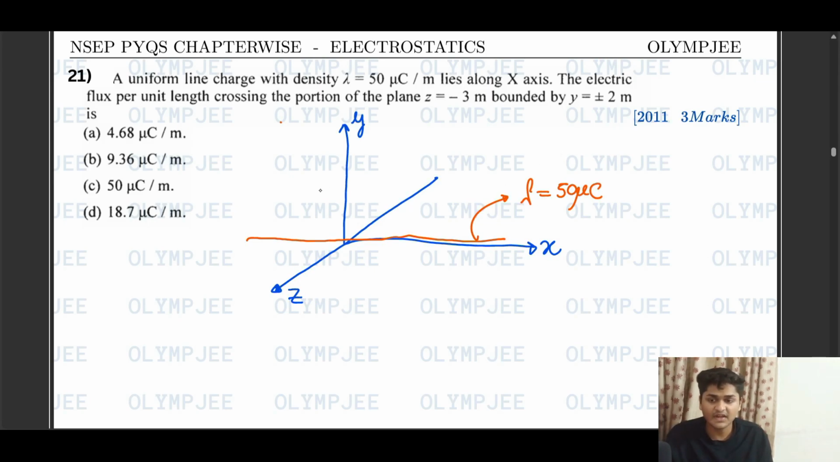The electric flux passing through unit length of the portion of the plane z is equal to minus 3 bounded by y is equal to plus minus 2. So the plane is behind the rod and it is bounded by plus minus 2 y and this is z minus 3.